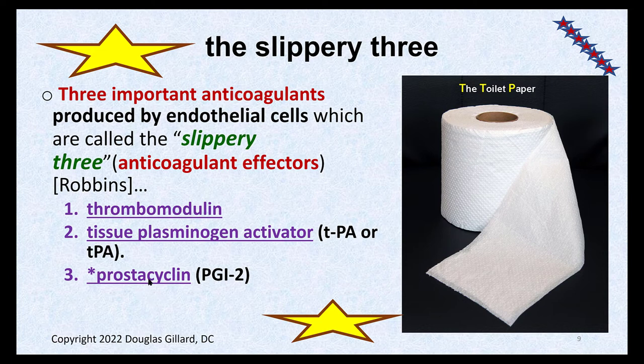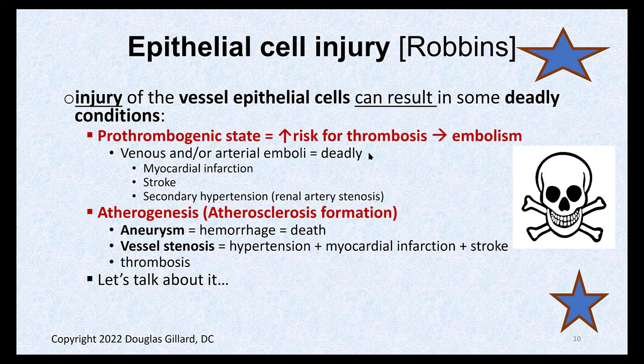I always think of somebody on a bicycle is moving fast, and that keeps the blood moving fast. So prostacyclin, pro means yes, go. Cyclin means riding your bike, so it keeps the blood moving fast. So these are the slippery three. All of these are secreted by endothelial cells.